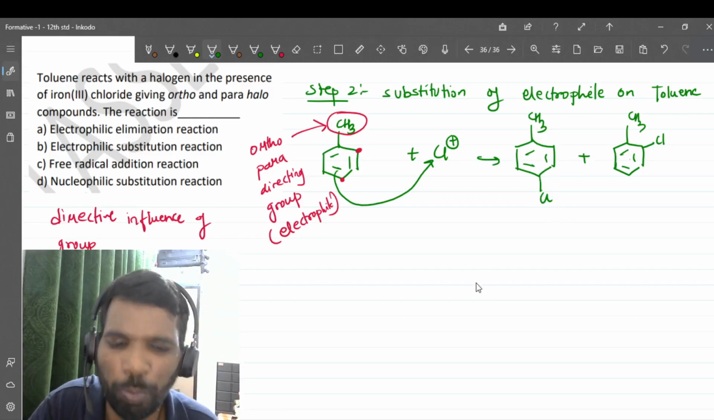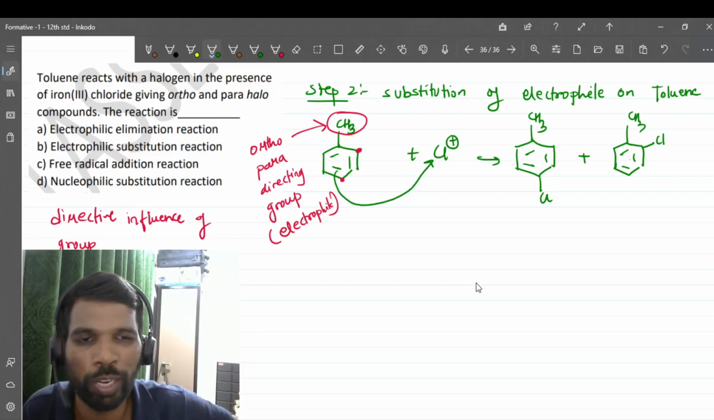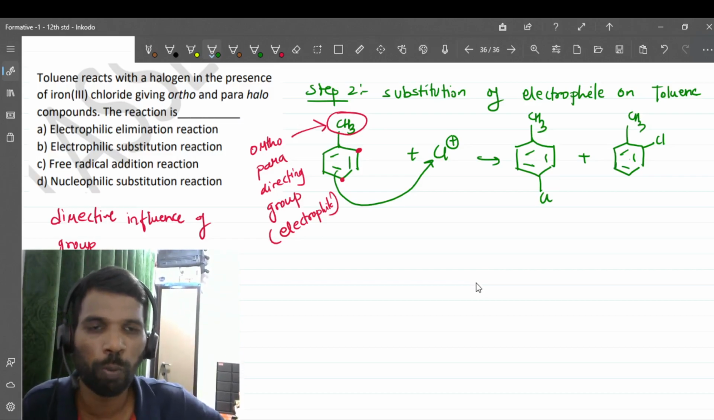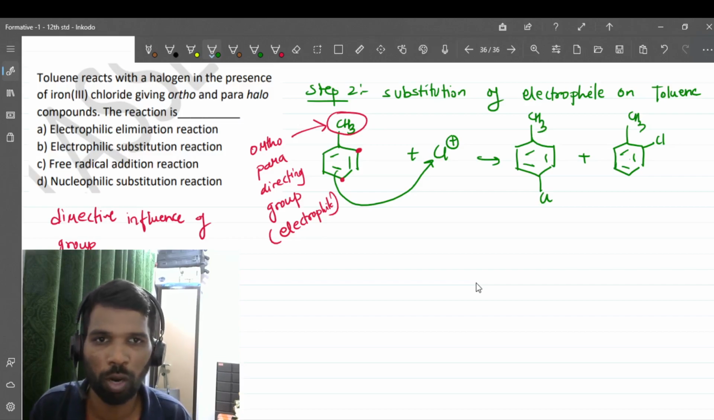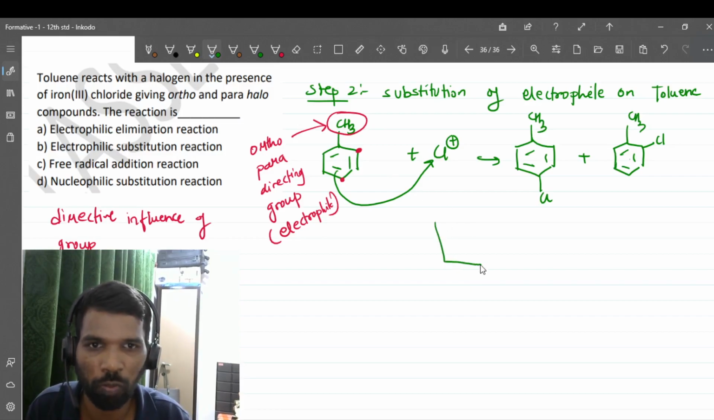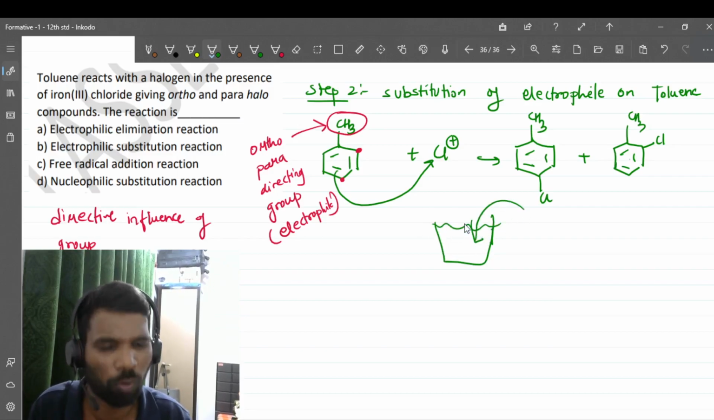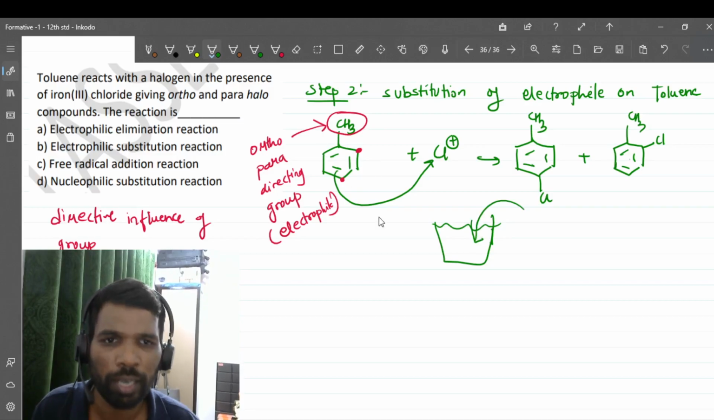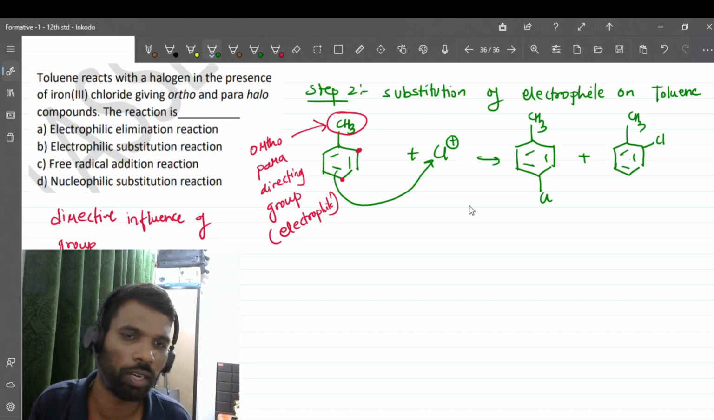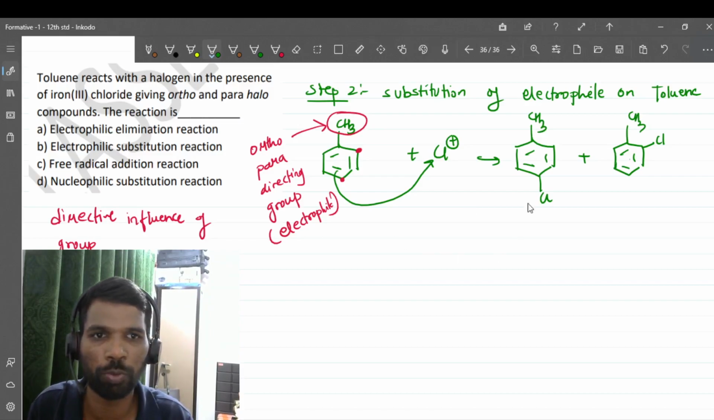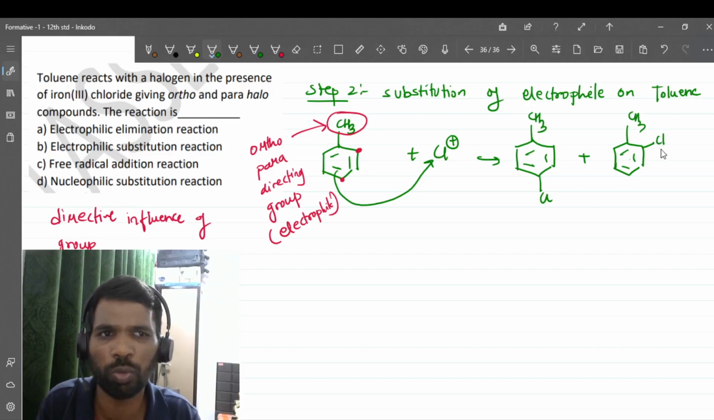Now, hope you are not getting questions like, only one chlorine is there, how come two products are forming? See, it is not just one chlorine molecule. There will be a very large number of chlorine electrophiles. If there is a glass of water, a very large number of water molecules will be there. Let's say 1 lakh chlorine electrophiles are there in that solution. Around 70,000 or 80,000 will get substituted over here, and 20,000 will get substituted over here.